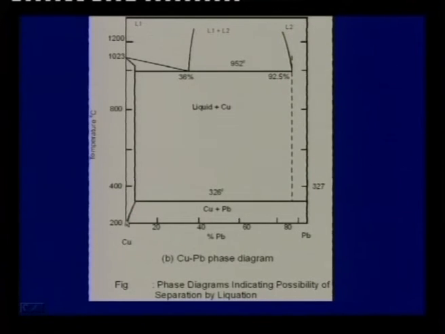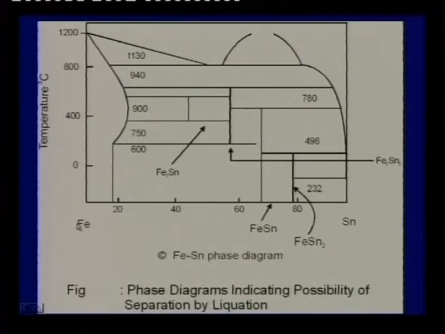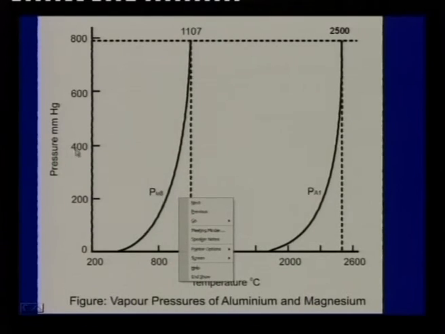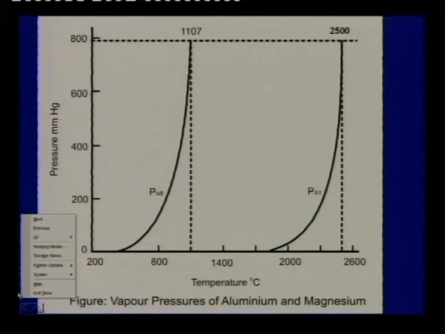Similarly, there is the possibility of separation by liquefaction in another system. We can separate constituents from an alloy by differential distillation. Like if we have aluminum and magnesium, if we heat the alloy, magnesium will evaporate first, because of the vapor pressure of magnesium. It reaches 1 atmosphere at low temperatures. Aluminum will volatilize at much higher temperatures.